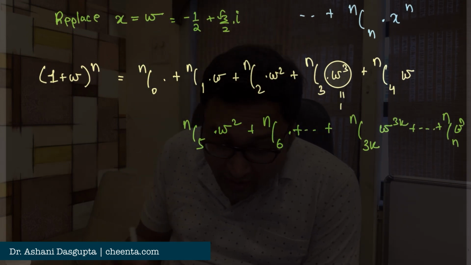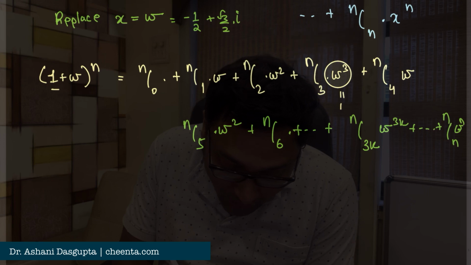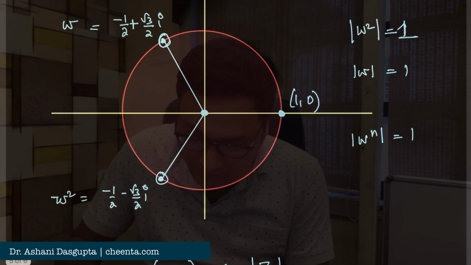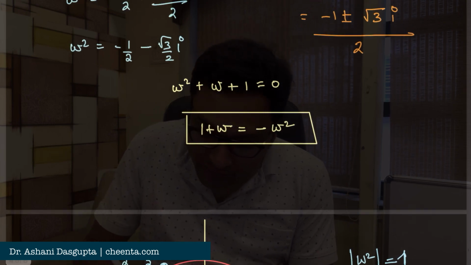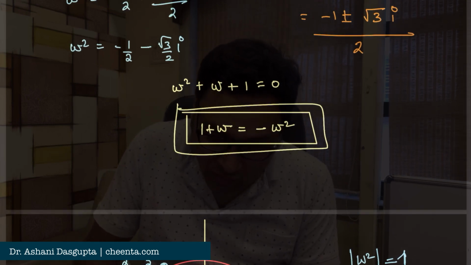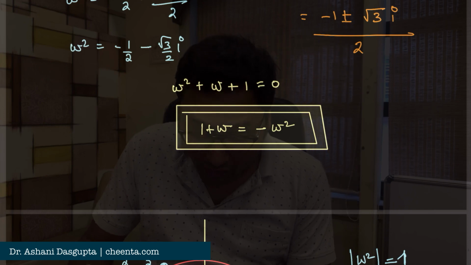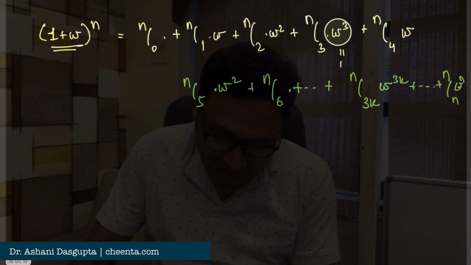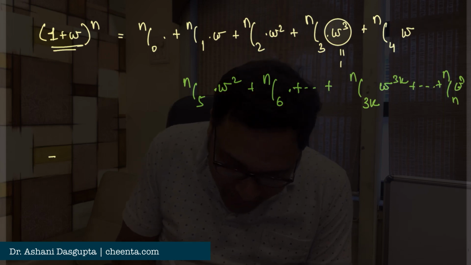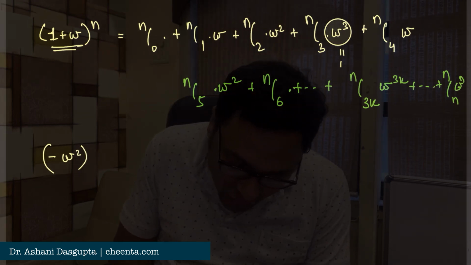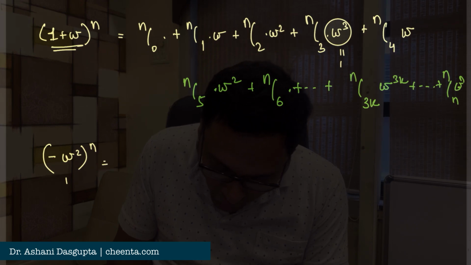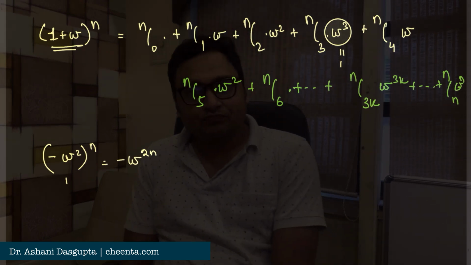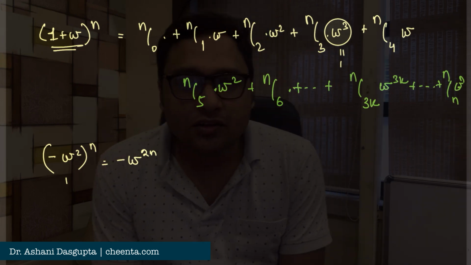Now, I'll remind you that we talked about 1 plus omega, this particular thing. What is 1 plus omega? Well, 1 plus omega is negative omega square. We have already found it before. We talked about this. So let's use it here. So that's simply (minus omega square) whole to the power n, or negative omega to the power 2n.